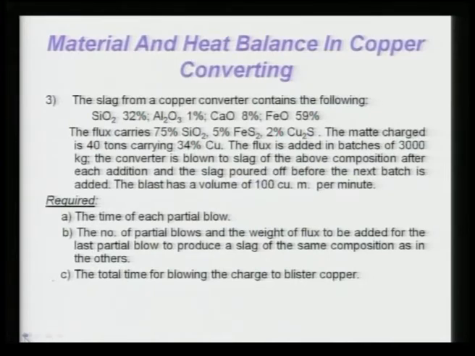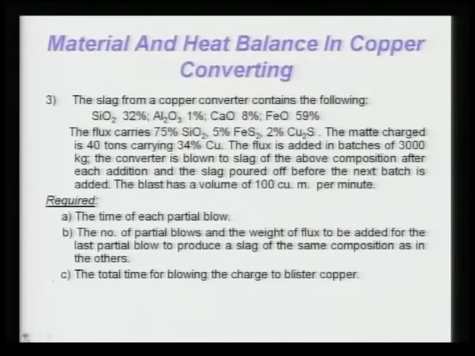Now, as I said in my lecture, it is not necessary that you charge all the fluxes at the beginning. You may charge flux batch wise, which depends on the availability of the infrastructure to charge the flux into the converter. So, this particular problem addresses the issue that the flux is charged in batches of 3000 kg, maybe because of some logistics reason, and the first batch consists of 3000 kg.